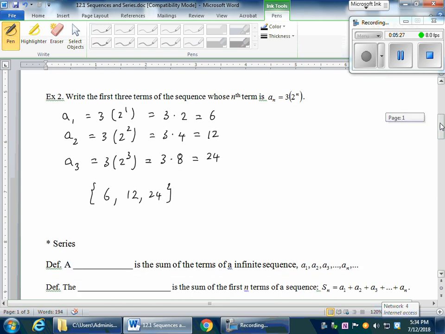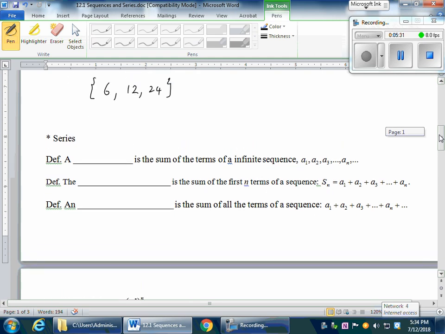So now the next topic that we're going to get into is what is a series. A series is basically the sum of the terms of the sequence. So the first definition is an infinite series. An infinite series is basically a series that adds up all the terms of the sequence. Since it is an infinite series, you have to talk about it as associated with an infinite sequence. Okay, and the second definition is basically talking about the partial sum.